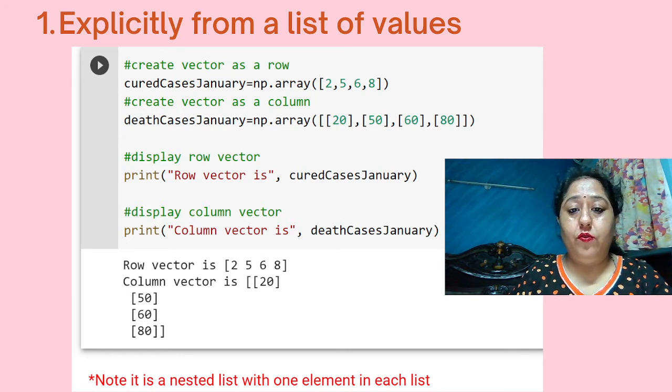The row vector denotes cured cases in January and the column vector denotes the death cases in the month of January. So this is the basic difference between a row vector and a column vector, that for a column vector we need to specify a nested list with one element in each list as an argument to the function array of NumPy.